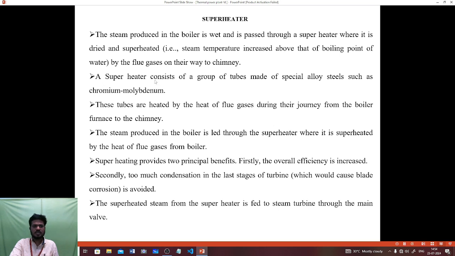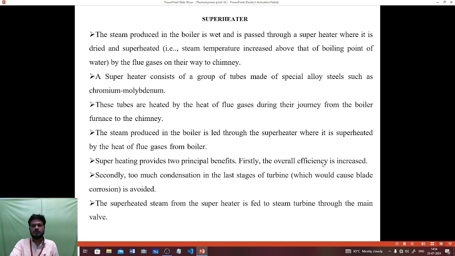A superheater consists of a group of tubes made of special alloy steel such as chromium molybdenum. These tubes are heated by the heat of flue gases during their journey from the boiler furnace to the chimney. The steam produced in the boiler is led through the superheater where it is superheated by the heat of the flue gas from the boiler. Next, the superheating provides two principal benefits.